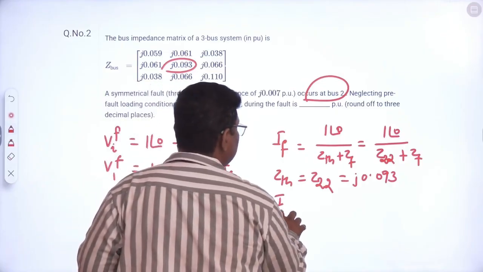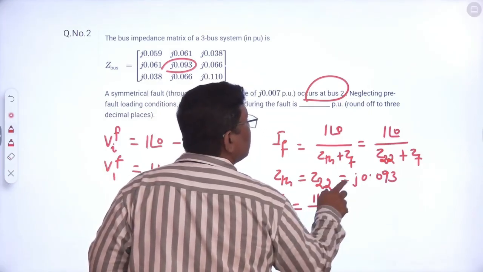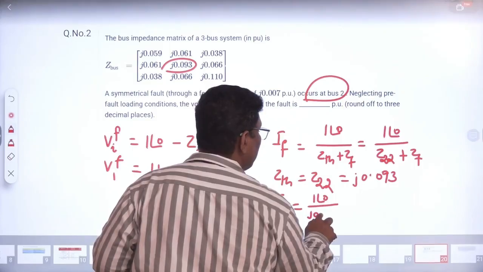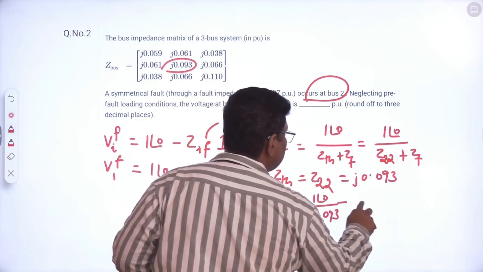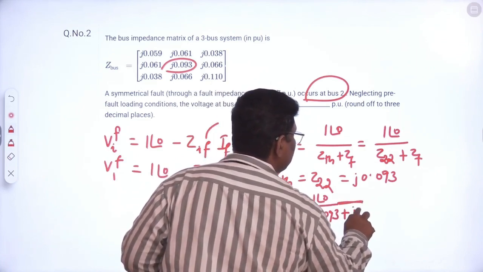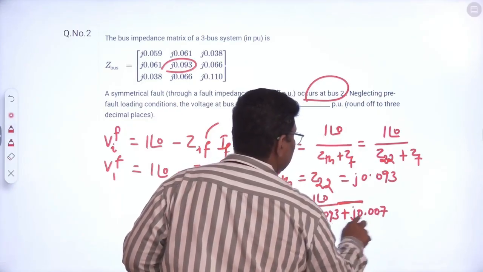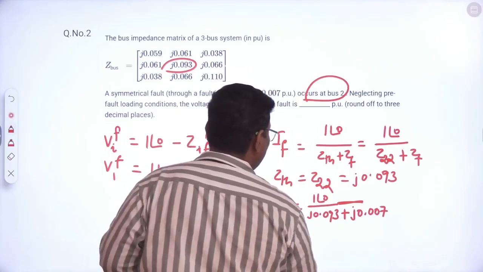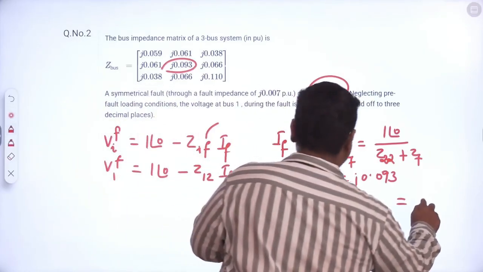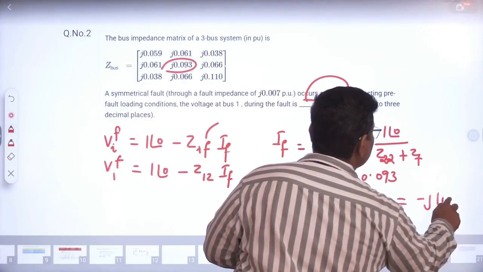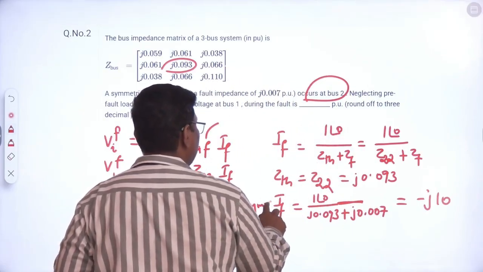So now find out what I_F is. I_F is 1∠0° divided by Z22 value 0.093, which is the Z Thevenin, plus the fault impedance 0.007. Okay, so what is the value of the fault current now? The answer is minus j10. So this is the symmetrical fault current value.